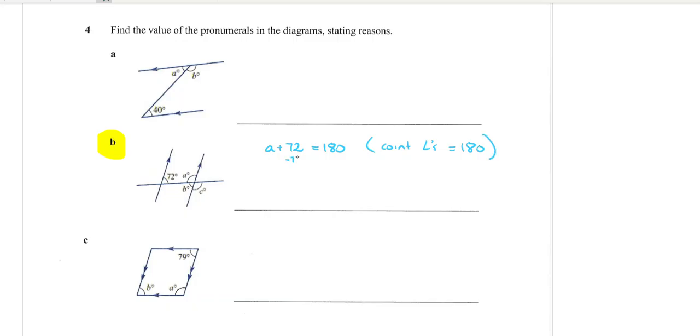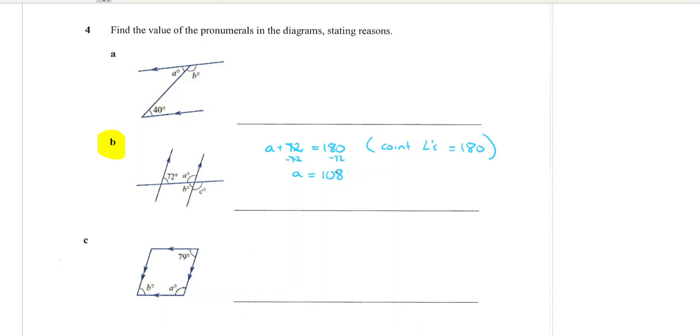Minus the 72, and I get A equals 108. Okay, moving on to B. Remember that you could do different reasons here. Often when there's multiple steps, there's different ways to get the answer. Could anyone give me one option to find B?